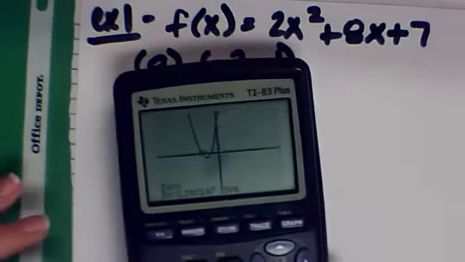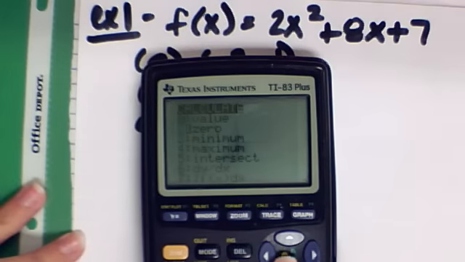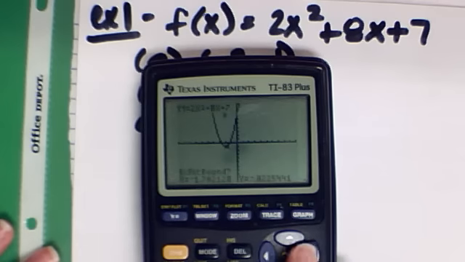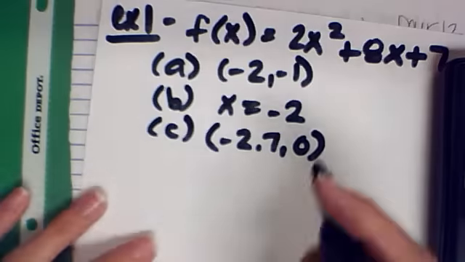For my other one, I'm going to do the process again. Second trace, zero. I'm going to pick a point to the left, which in this case is on the bottom, and I'm going to pick one on the right, which in this case is on the top, and guess. And my other zero is negative 1.3, comma 0.